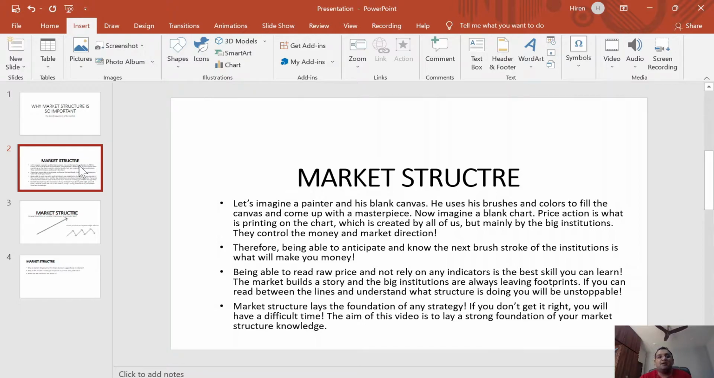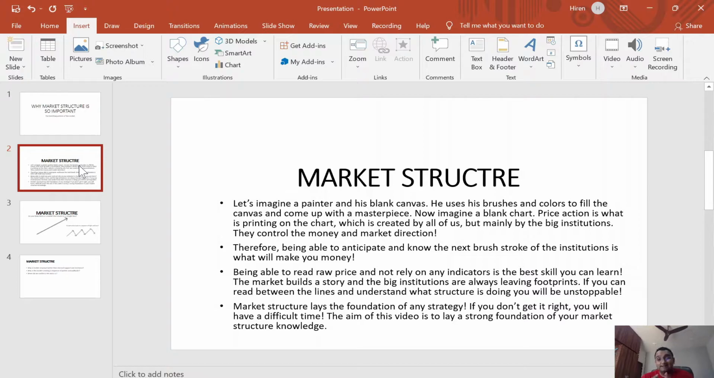We paint the market, we are the painters, but mainly the big institutions, they are the ones that control the money and the market direction. They control the price from one pricing to another, and then they're going to rebalance it. So basically they're moving the market, they're printing the price because they have all the money and they have all the brushes and all the colors in order to really influence our canvas and our chart.